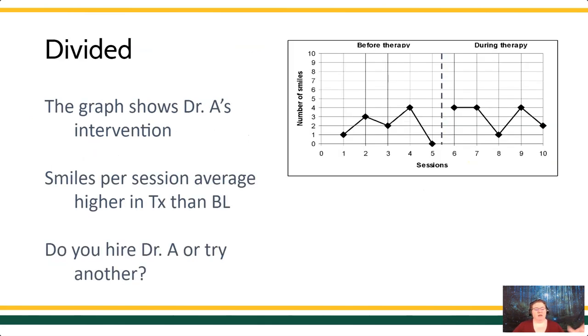When we're talking about divided, this is another therapist. This is Dr. A. They do an intervention with our child. We have the same kind of setup here for the graph. We have the baseline condition. We have a treatment condition. We're tracking the number of smiles across time. And in our baseline condition, we had 1 smile, 3 smiles, 2 smiles, 4 smiles, 0 smiles. So low baseline condition. We also had in our treatment condition 4 smiles, 4 smiles, 1 smile, 4 smiles, and 2 smiles. Would you hire this therapist?